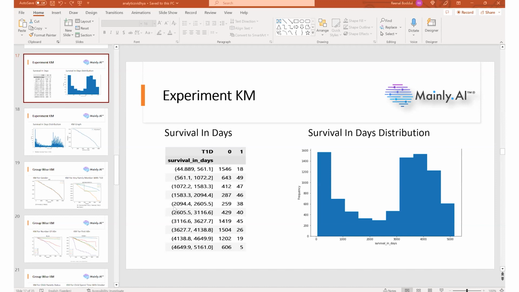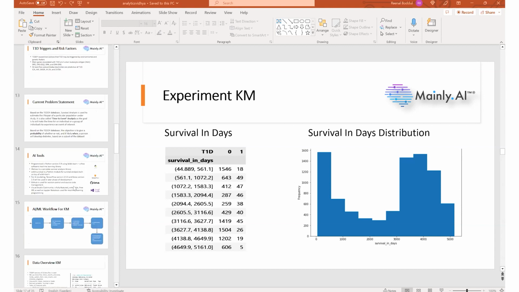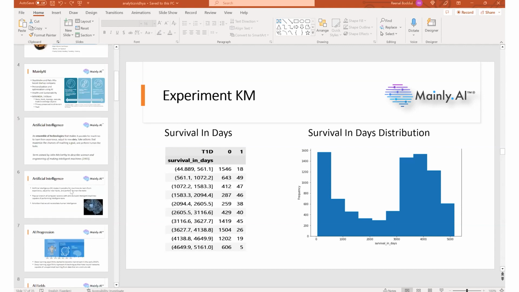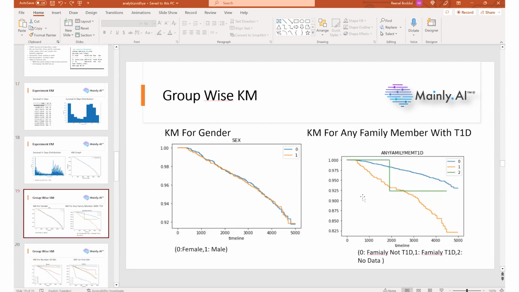Okay, and next up we have Edward. He asked, what is the Python package for KM and CPH? For the Kaplan-Meier graph which I have shown you here, we use lifelines. There is a Python package called lifelines, and we can use that package to get this graph.